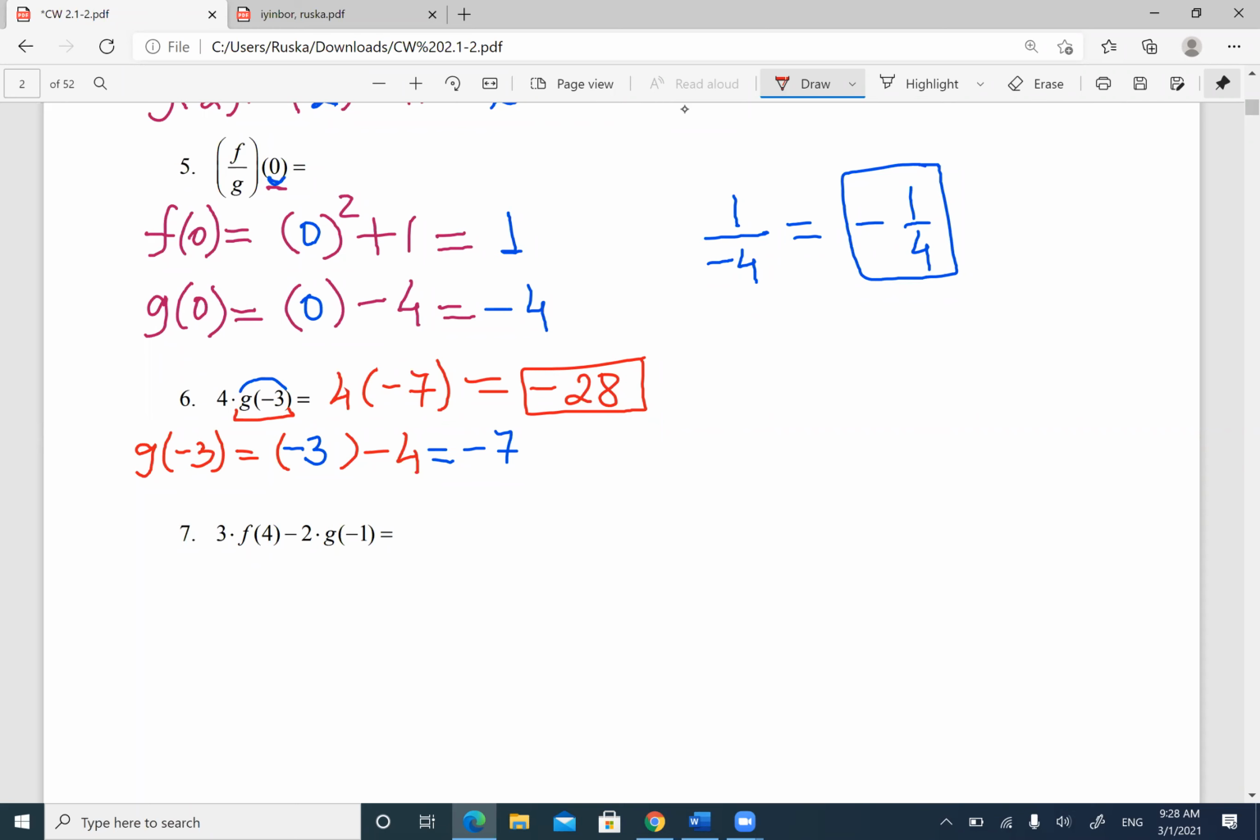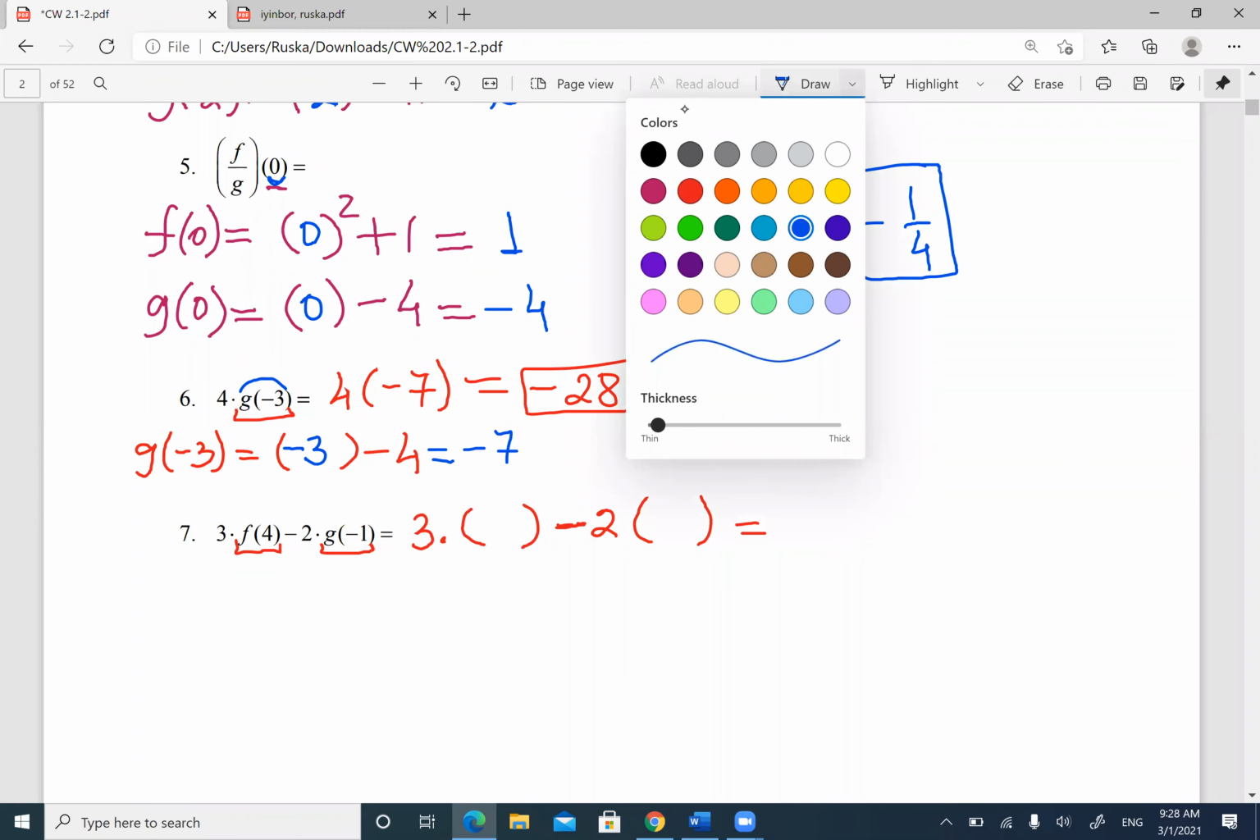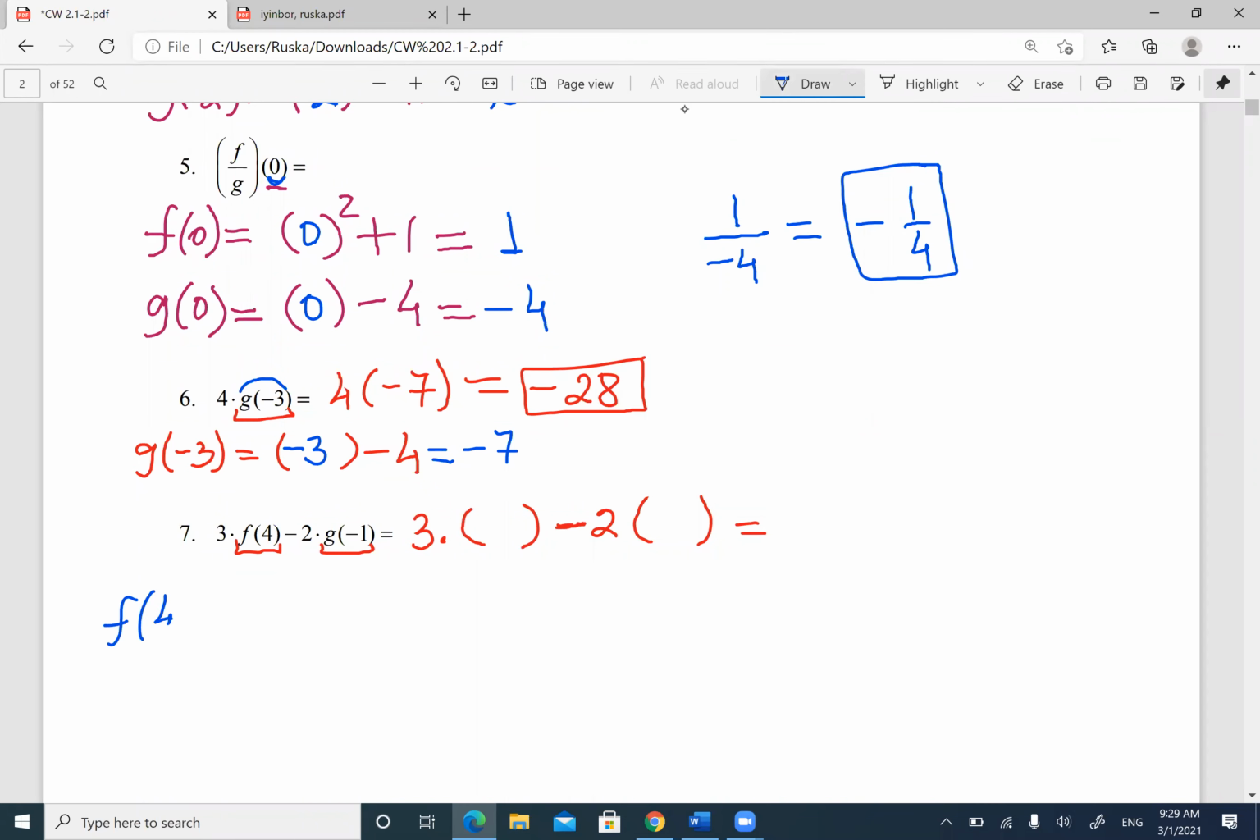Next one, we have two things to evaluate, f of 4 and g of negative 1. That's what you're going to do first. And then I'm going to have 3 times whatever I get minus 2 times whatever I get, right? And then I'm going to simplify this algebraic expression. So first, what is f of 4? So let's get f of 4 first. So f of 4, and also I need to get g of negative 1. So what is that?